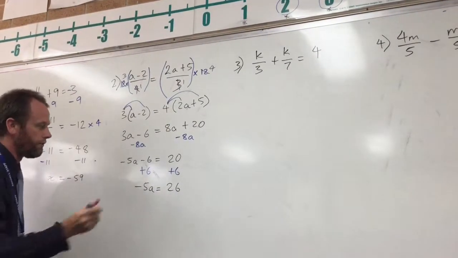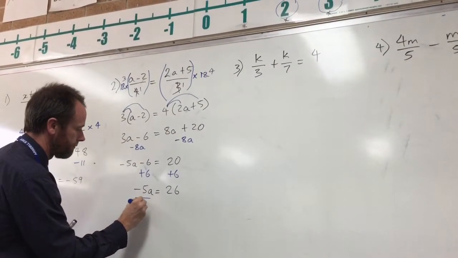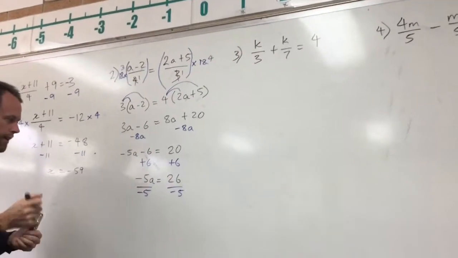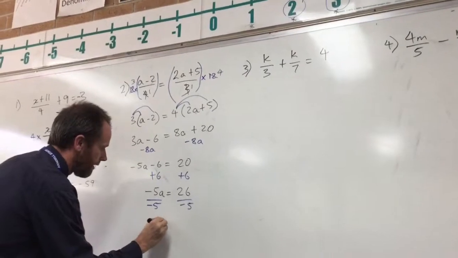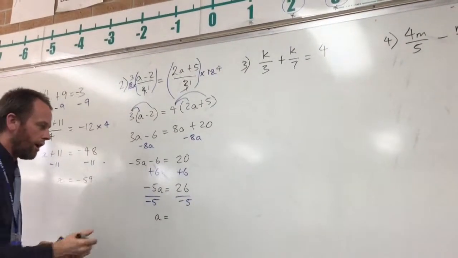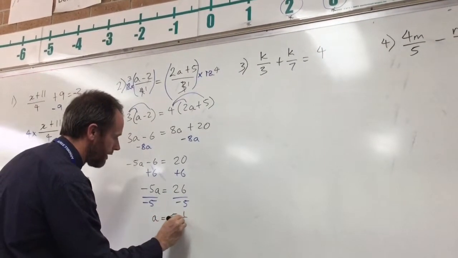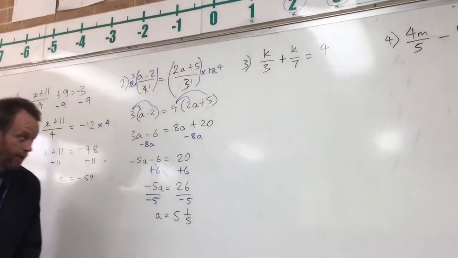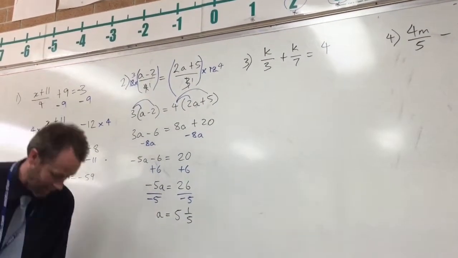Now I need to divide by minus 5 on both sides. When I do that, a is equal to, I could do it in a number of ways. I'm just going to write it as minus 5 1/5 for now, because that's going to be a more accurate answer if it's a funny decimal.